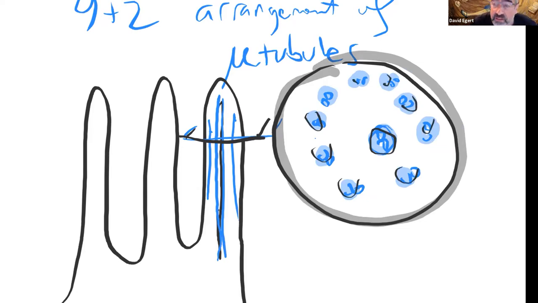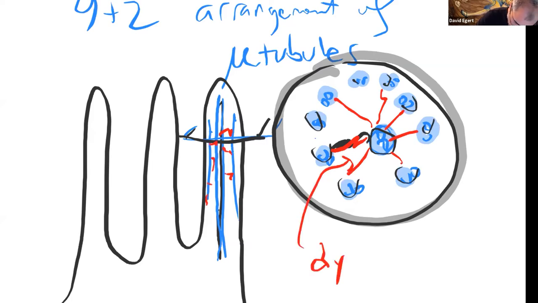And then you have these special proteins in between that can pull between these microtubules. They're called dyneins because they're dynamic. They make things move. I'm sorry, can you repeat that last part again? In between? Yeah, so let me show you this right now in a better way.